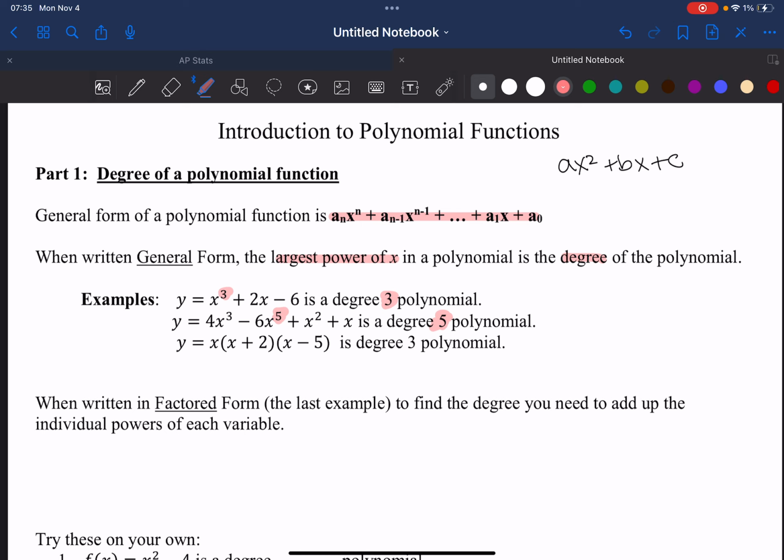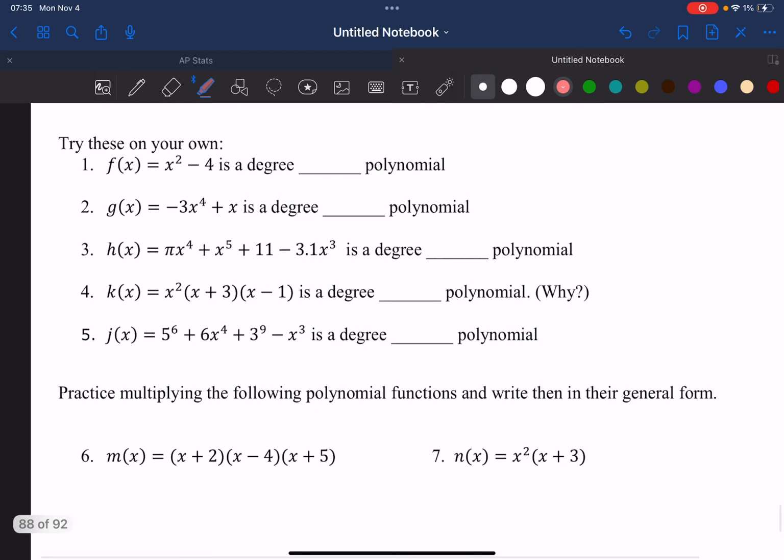And then for the last one, notice how this one is already in factored form. So in order to find the degree, we add the powers of each variable. So this one is 1, 2, 3, for a degree of 3. Okay, go ahead and pause this video and try 1 through 5 on your own. And when you're done, unpause it to see the answers.